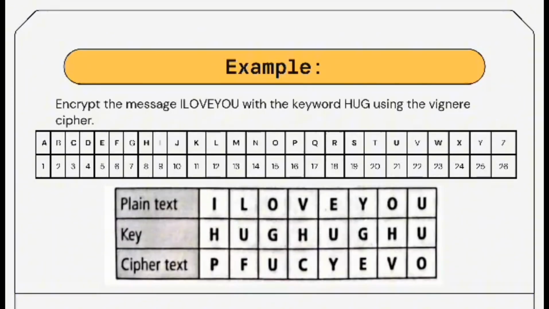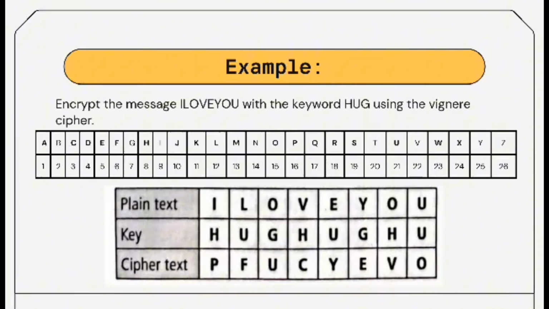Let's have an example. Encrypt the message "I love you" with the keyword "hug" using the Vigenère cipher to form the ciphertext PFUCYEVO. First, hahanapin mo yung number corresponding sa spelling ng hug, which is H is for 8, U is for 21, and G is for 7. Yung numbers na 8, 21, and 7 ay ilalagay nyo sa every letter ng I love you.